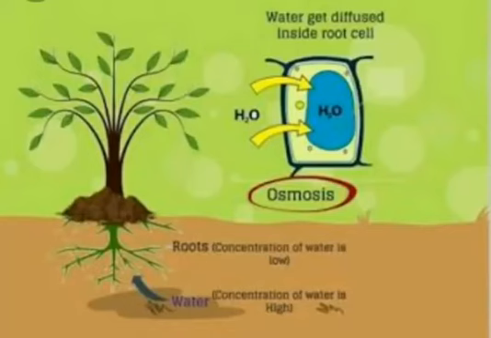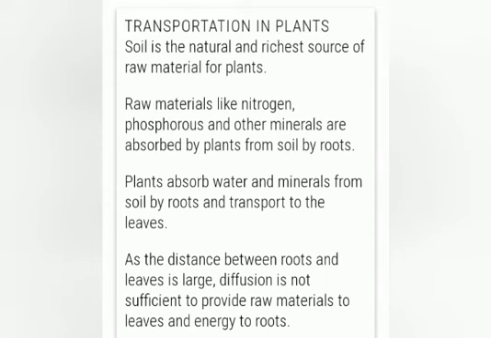Transportation in plants. Like animals, plants need to transport various substances like water, minerals, and food from one part of the plant to another part. Plants absorb nitrogen, phosphorus, and other minerals from the soil by roots. Water and minerals are absorbed by the plants by roots and are transported to the leaves.